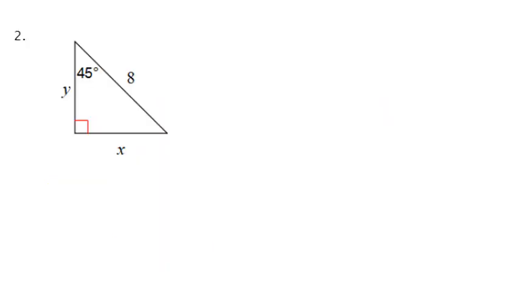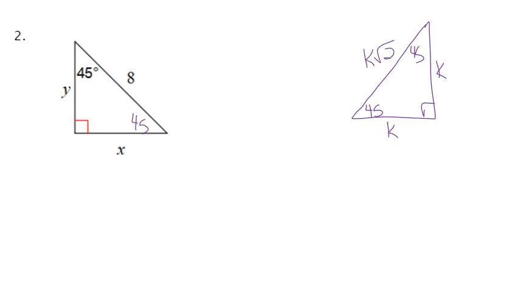In this next example, we're going to do the same thing that we did before. This is a 45, 45, 90 triangle. We're going to go ahead and label our ratios out. So I have k, k, and k radical 2. And we're going to go ahead now and label this. We're then going to identify the value they gave us. So we have an 8. And we're just going to set those equal to each other. So k radical 2 is equal to 8.